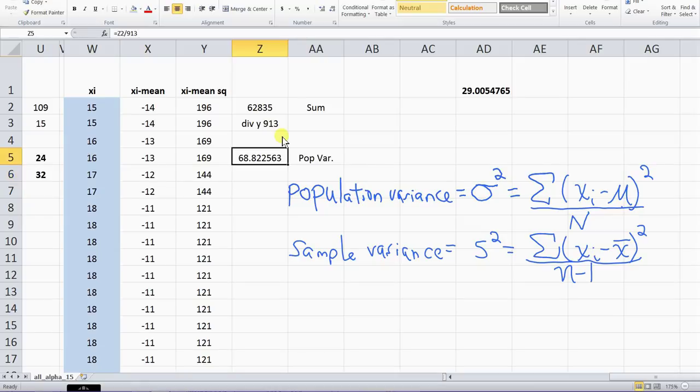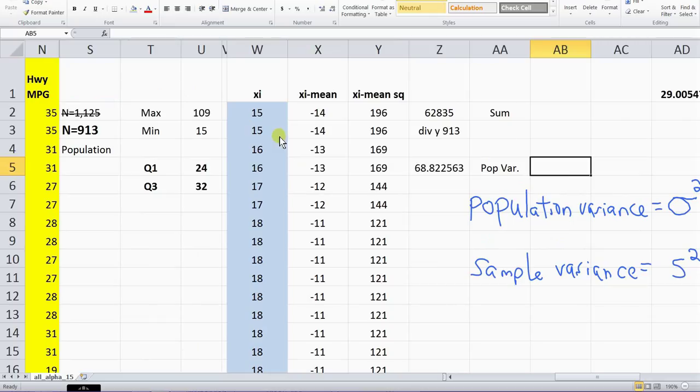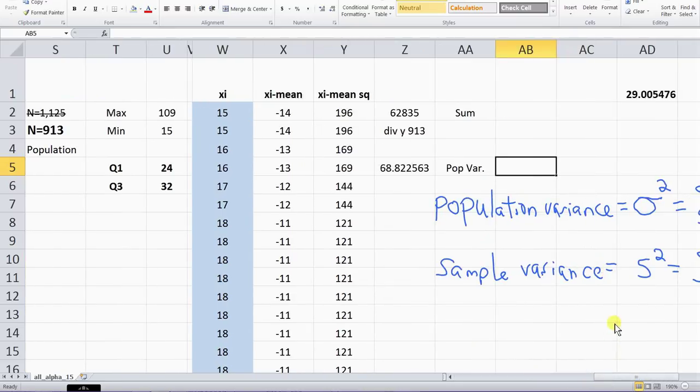Now, here's the important part of any sort of calculation that you do in statistics. What does this number mean? What does the population variance of 68.82 tell us about the mileage of cars that they get on the highway? And the answer that I always tell my students, and for other statistics professors this may be slightly controversial, but in my opinion, what this population variance number means here, let me zoom in a little bit so you can see what I'm going to type very clearly. It means nothing much.